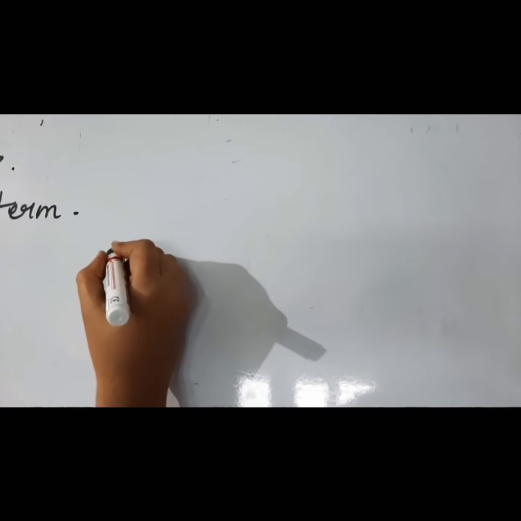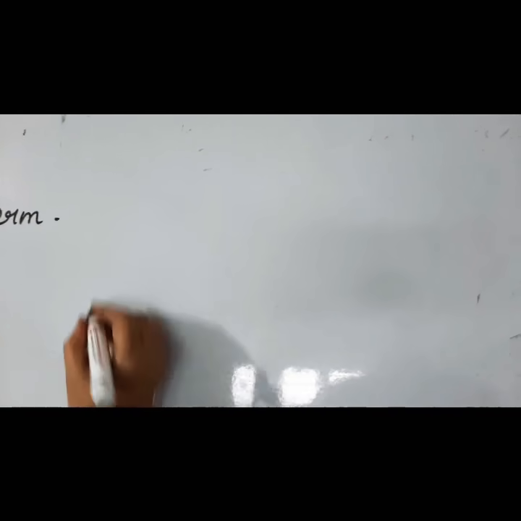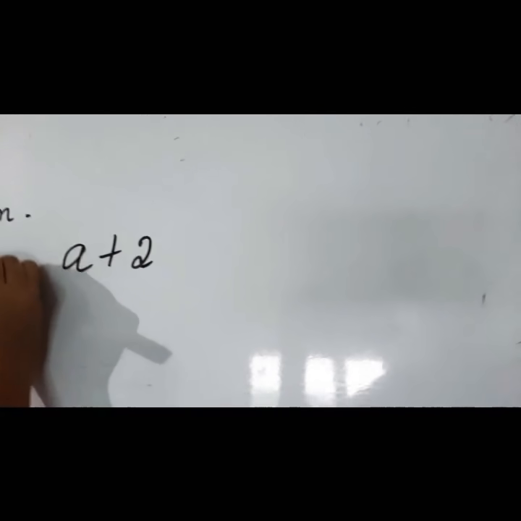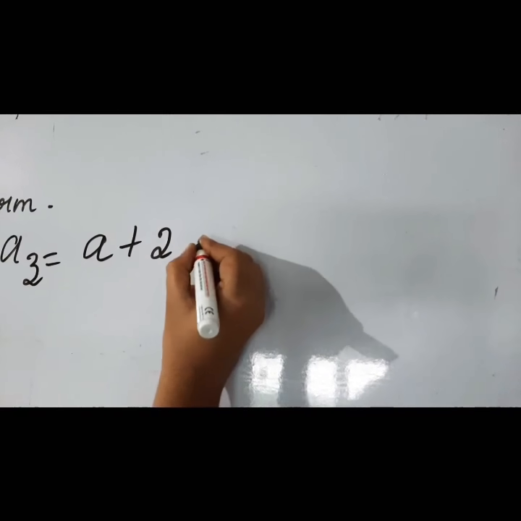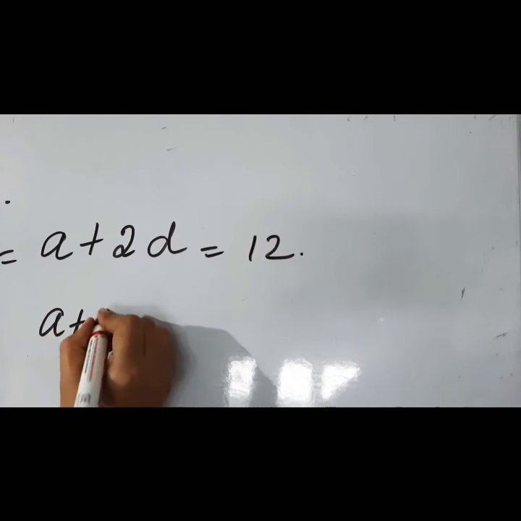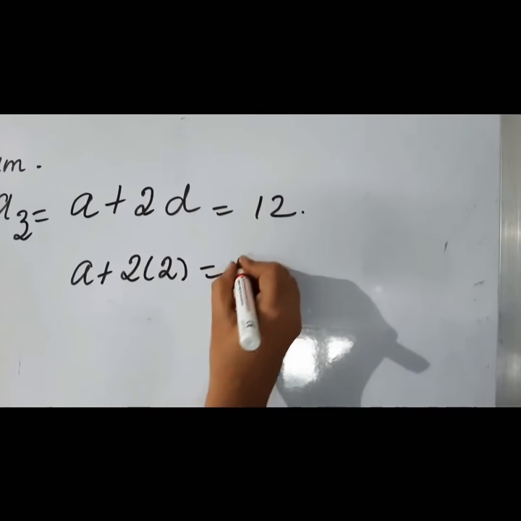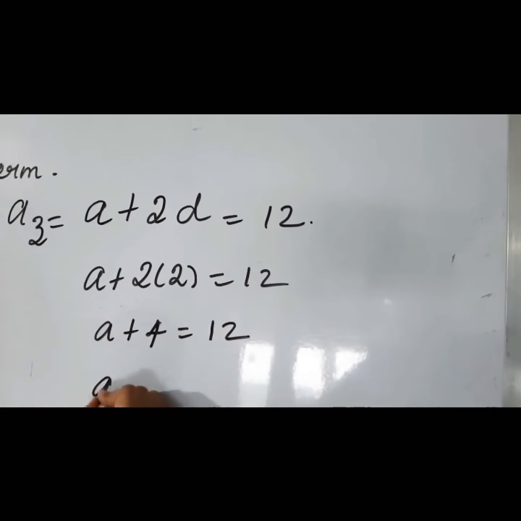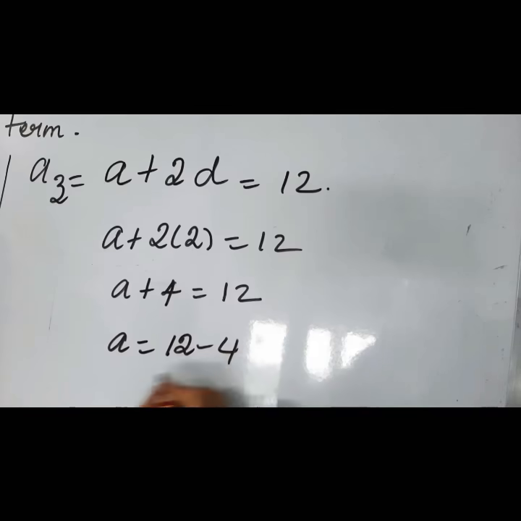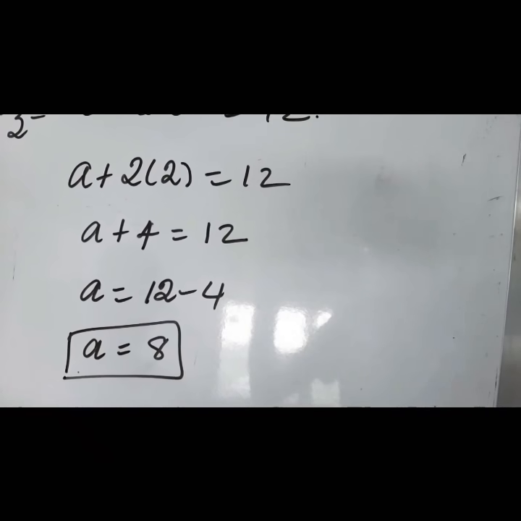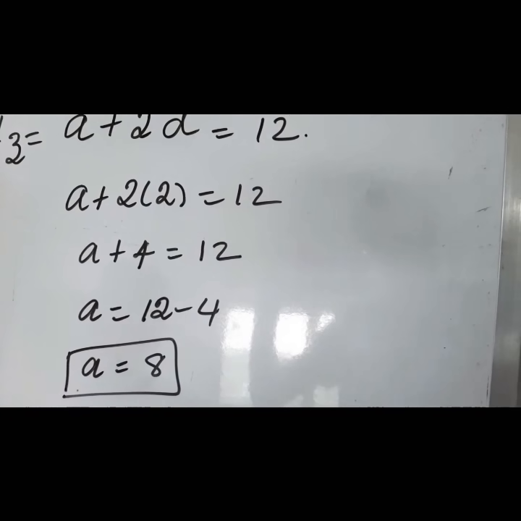Then let us find out A. Substitute the value of D in any one of the equations. Let me take the first one, that is A3. A3 is equal to A plus 2D is equal to 12. Substitute the value of D here. A plus 2 into 2 equal to 12. A plus 4 is equal to 12. A equal to 12 minus 4. A equal to 8. So we found A, D, and we know N also.